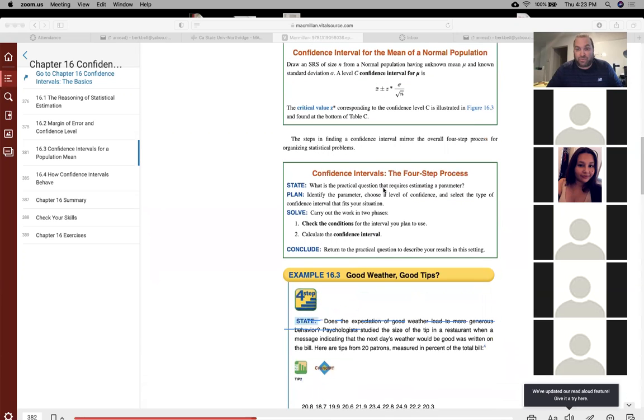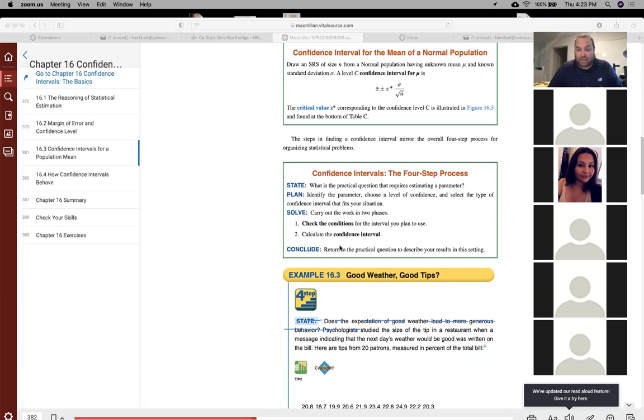So confidence intervals have 4 steps. Identify the parameter, choose a level of confidence, select the type of confidence interval. Again, at this point, we only have one. And then make sure the conditions are satisfied. It's got to be an SRS. It's got to come from a normal population. You have to know sigma, and then calculate the confidence interval.